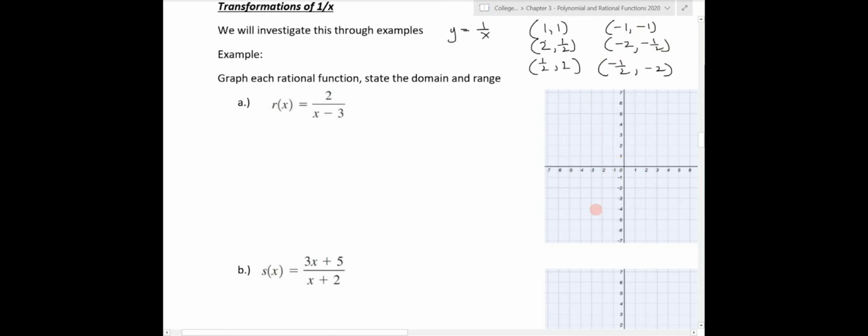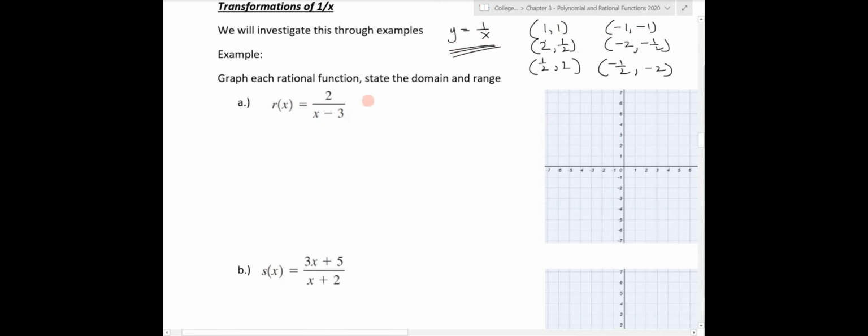Obviously, I only remember 3 of those points, so I just evaluate them real quick: 1, 1; 2 comma 1/2; and 1/2 comma 2. Then knowing that there's a symmetry about the origin, or rotation about the origin, allows me to find those other 3. Now, if I understand the parent function, the reciprocal function, we should be able to graph this knowing that information.